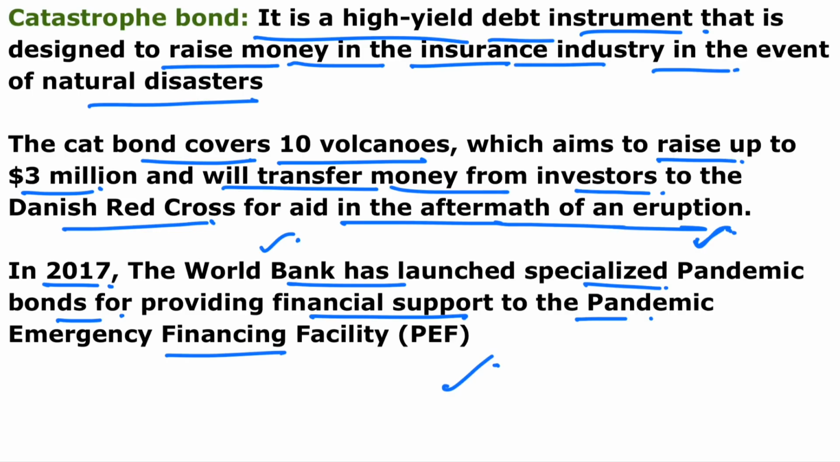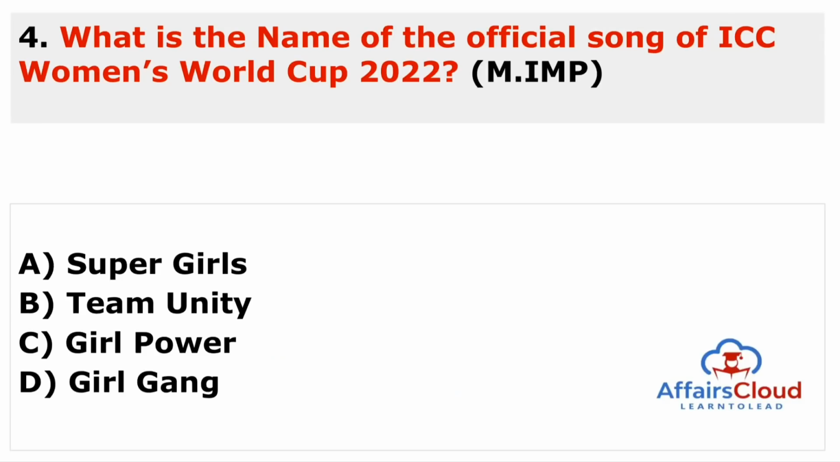So you have to remember the organization, the Danish Red Cross, and where is the headquarters? Because it is related to Denmark, by default its headquarters is in Copenhagen, Denmark. So you guys have to just remember this. Now we are moving to the next question.